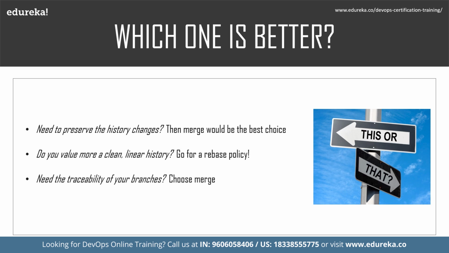If you and your team are not familiar with or do not understand the intricacies of rebase, then you probably shouldn't use it. In this context, always merge is the safest option. But if you and your team are extremely familiar with both of these options, then the main decision revolves around this. Do you value more a clean linear history or the traceability of your branches? In the first case, go for a rebase policy. In the latter, go for the merge one.